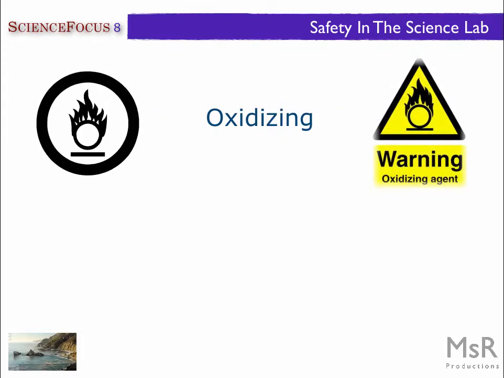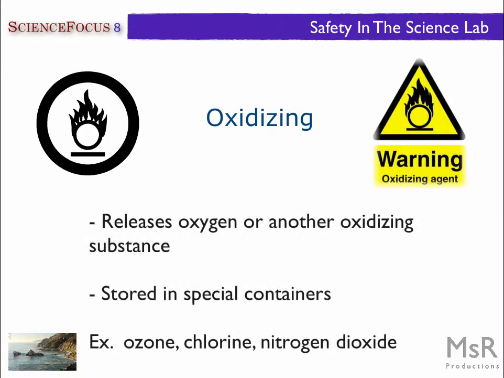Oxidizing material may or may not burn itself, but will release oxygen or another oxidizing substance and thereby causes or contributes to the combustion of another material. Oxidizing materials have to be stored in special containers, and they must be transported with extreme care. Ozone, chlorine, and nitrogen dioxide are oxidizing materials which support a fire and are highly reactive.